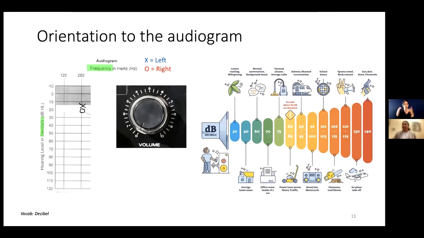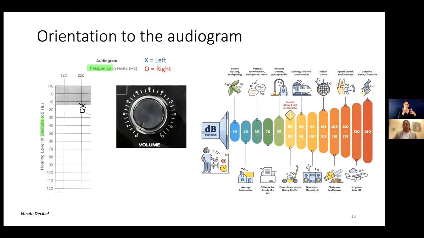So an analogy for a hearing test that I like to use is that a hearing test is like a volume dial, slowly being turned up until your child demonstrates that they can hear the sound. So in a hearing test, the audiologist, in theory, would start by turning the volume down as quiet, as low as it can go. Okay, so that's at negative 10 decibels. This is the quietest sound that we have on this audiogram.